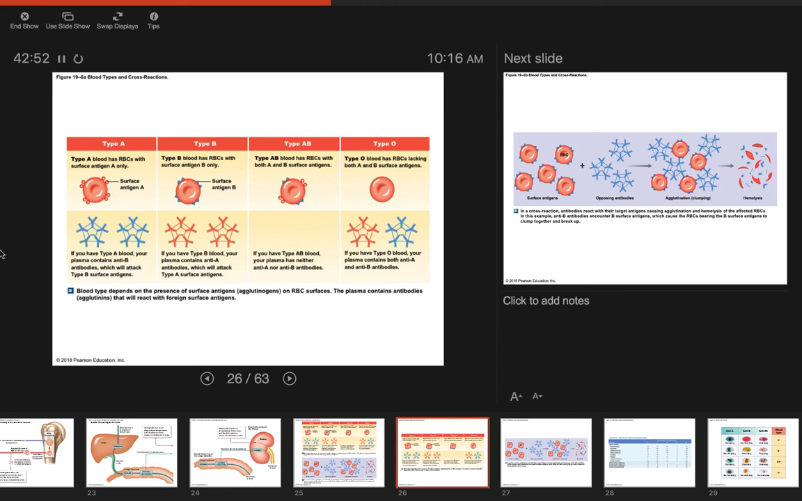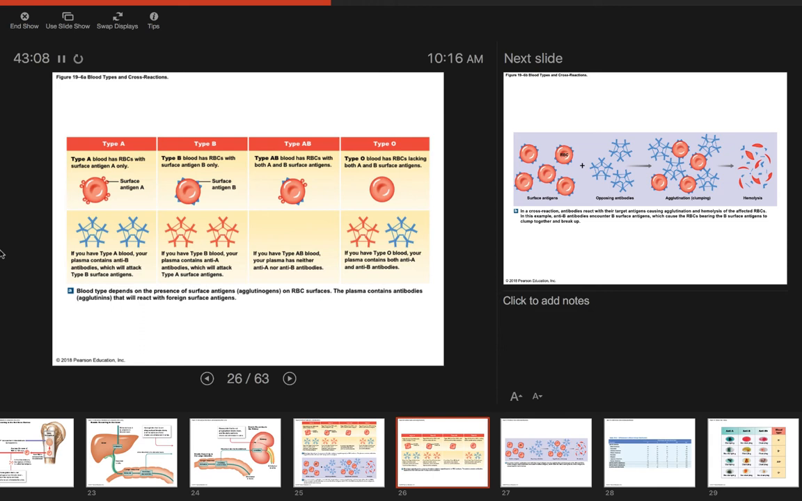So for that reason, we say that type O is the universal donor. Okay? Type O is the universal donor because of that. Because you're given the red blood cell and there are no antigens on that red blood cell.